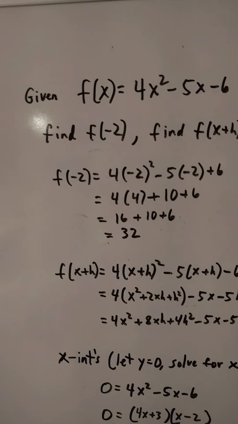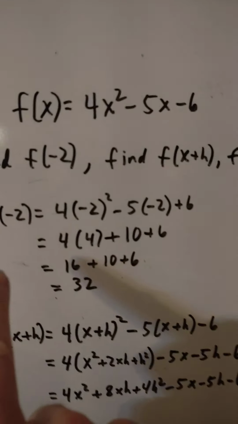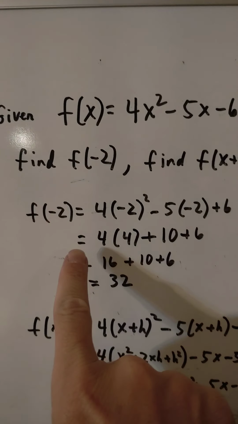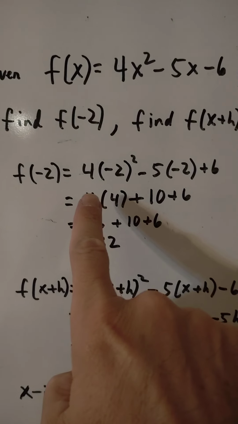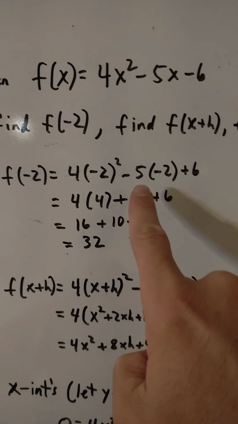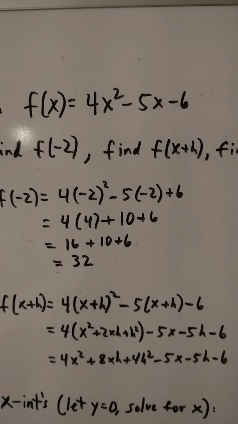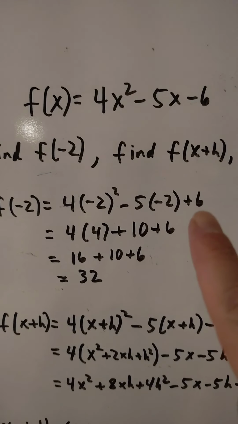We want to find f of negative 2. So here it is. F of negative 2 equals. All I'm going to do is plug in negative 2 for all x's. And I got to preserve the 4 there. So 4 times negative 2 all squared minus 5 times the negative 2 minus 6. So that's step 1 to fill in correctly. And now let's just simplify this.